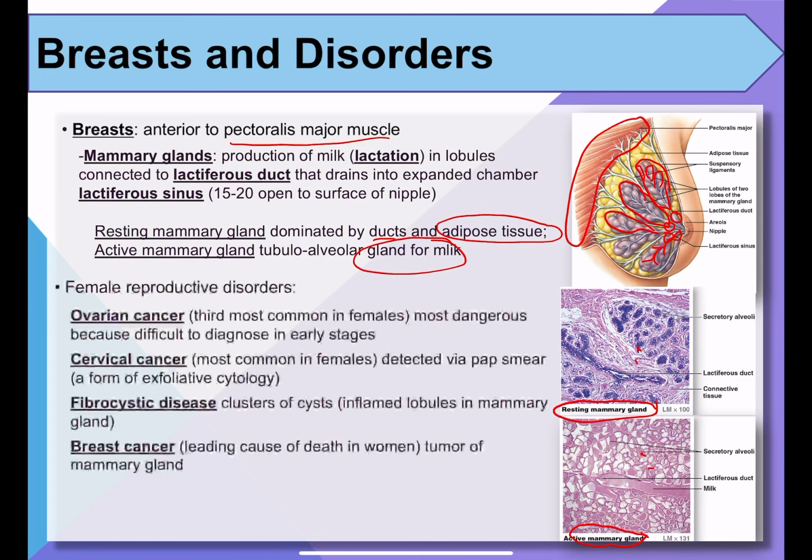Okay. All right. So just like males that have prostate gland problems, females can also have a variety of problems associated with the reproductive system. So ovarian cancer, for example, is one of the third most common in females, but it is actually the most dangerous because it is very difficult to diagnose in early stages. It's always the best prognosis for any cancer patient if we can detect cancer at an early stage.